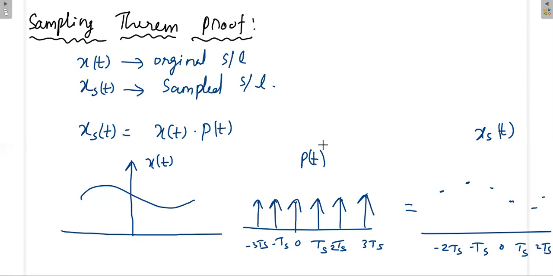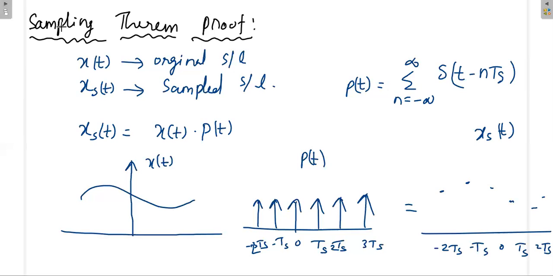We know the pulse train can mathematically be written like this: p of t is equal to summation n from minus infinity to plus infinity of delta of t minus nTs. At t equal to 0, this is the impulse. When n is equal to 1, it is right shifted by Ts. When n is 2, right shifted by 2Ts. Similarly on the left side, when n is minus 1, left shifted by Ts, and when n is minus 2, left shifted by 2Ts. So p of t can be represented like this.